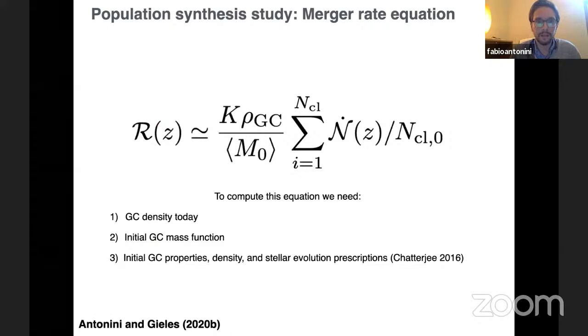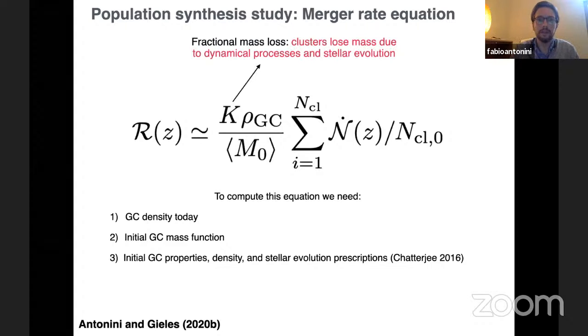So this is the rate equation that we use to compute a merger rate for binary black holes formed in globular clusters. In the first term on the right-hand side you have rho, the mass density of globular clusters in the universe, rho GC. Globular clusters lose mass in time because of dynamical processes and stellar evolution. So their initial mass density was maybe much larger than it is today. And so we have to take this into account when we estimate the merger rate.